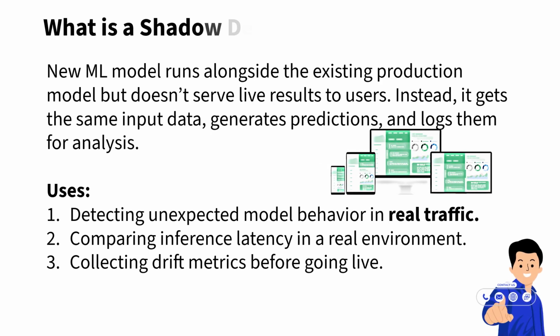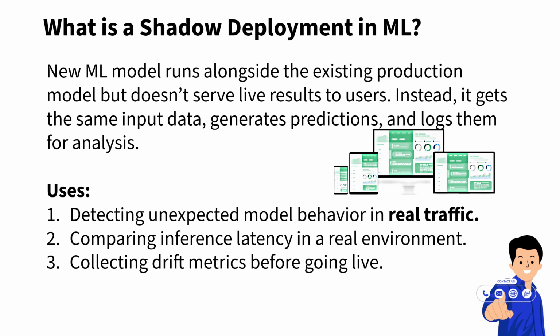What is a shadow deployment in ML? Shadow deployment is a technique where your ML model runs alongside the existing production model but doesn't serve live results to users. Instead, it gets the same input data, generates predictions, and logs them for analysis. This allows you to compare performance against a live model without risking prediction quality. It's useful for detecting unexpected model behavior in real traffic, comparing inference latency in a real environment, and collecting drift metrics before going live. In short, it is like a dress rehearsal before the main show.